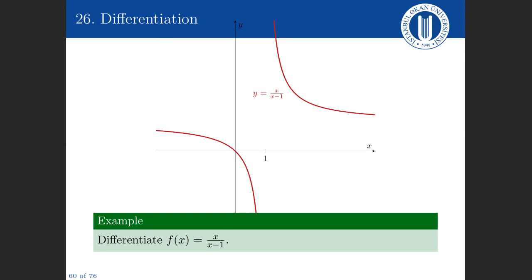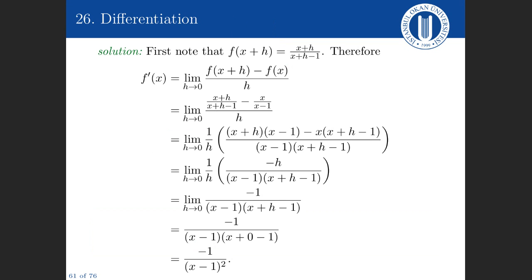Next example, let's suppose we're looking at the function x divided by x minus 1. Differentiate this function. That's another way of saying find the derivative of this function. We're going to use our formula, our definition. f prime of x is the limit as h tends to 0 of f of x plus h minus f of x divided by h.